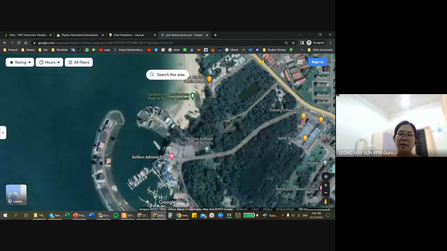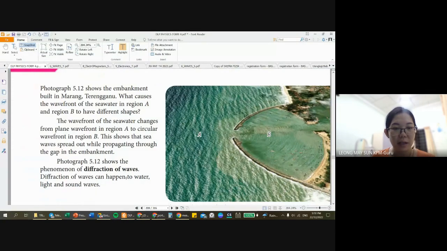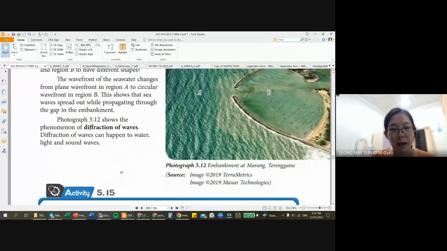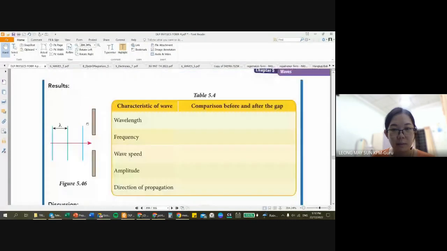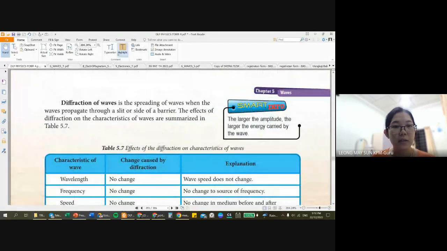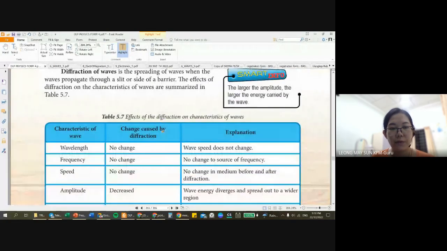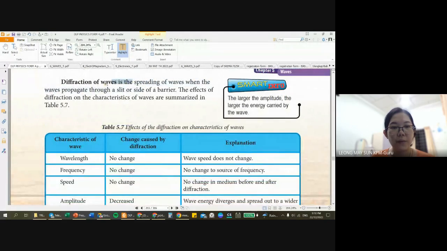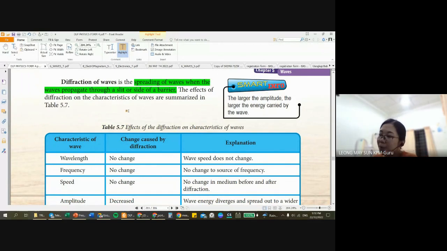So what the people did was they understood the concept of diffraction of wave. Diffraction of waves here allows the wave to spread out while propagating through the gap. So how is diffraction actually happening? Diffraction's definition is at page 205. It's the spreading of wave when the wave propagates through a slit or the side of a barrier. It spreads out.